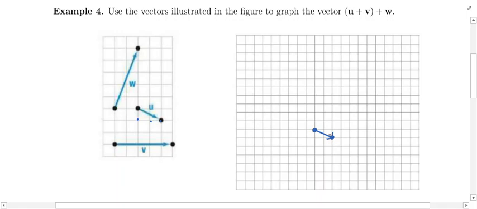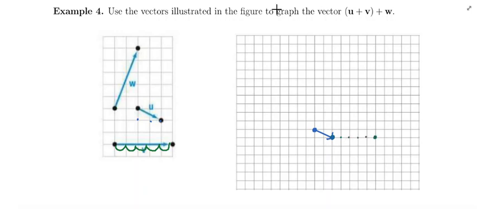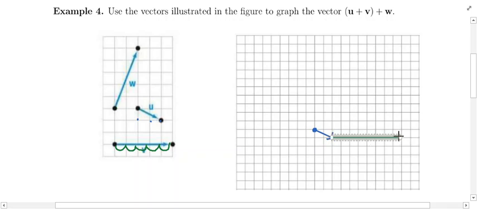And now I've got to add v. And like I said, I'm using method number 1. So that means at the terminal point of u, that's where I'm going to put the initial point of v. Okay, and we know v is due east, and we're going right 5 units. So here will be the initial point. And then I'm going right 1, 2, 3, 4, 5. So that's going to be the terminal point of v. Okay, so it'll look like this.